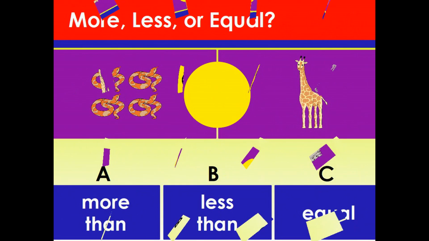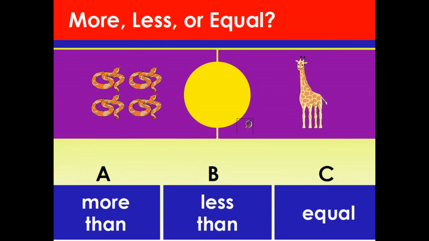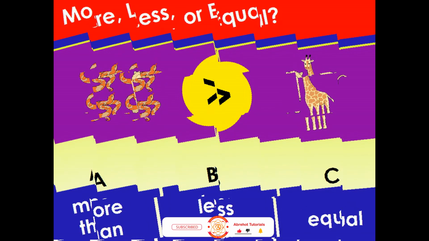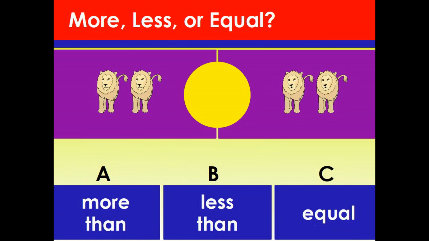Now let's continue. How about here? What sign should be put here? Greater than, more, less, equal. Which one is it? Good. If you say greater, excellent, boys and girls. Okay, how about this one? What sign should be put here? Excellent. If you say equal, that will be correct.